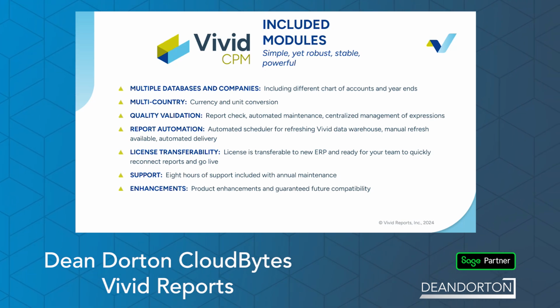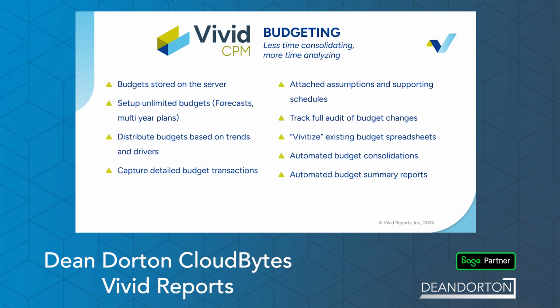Within our Vivid CPM product, we also have an add-on module for budgeting. It is optional. Oftentimes we'll see it's a second phase to an implementation where you'll start with financial reporting, and you may decide to add the budgeting module at a later point in time. It's very easy to do.